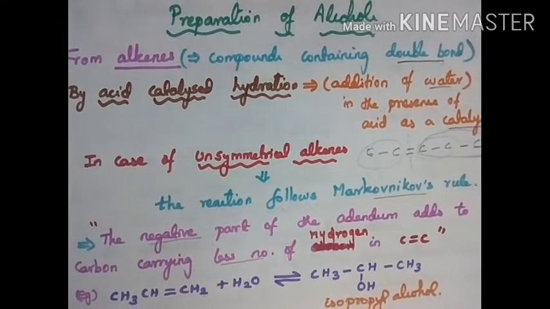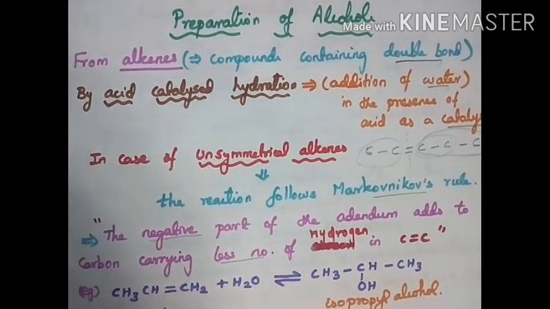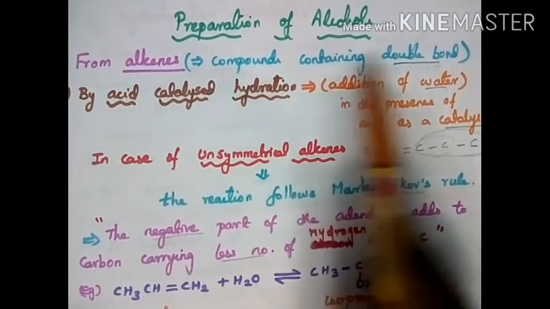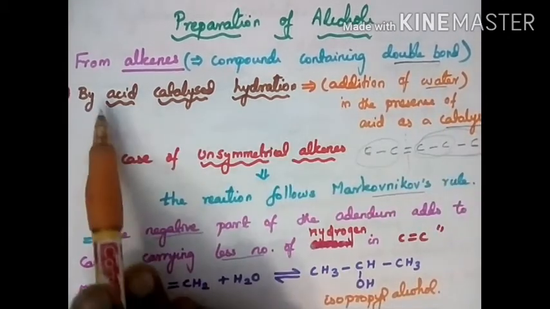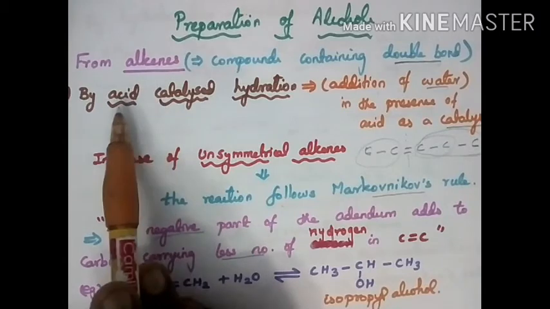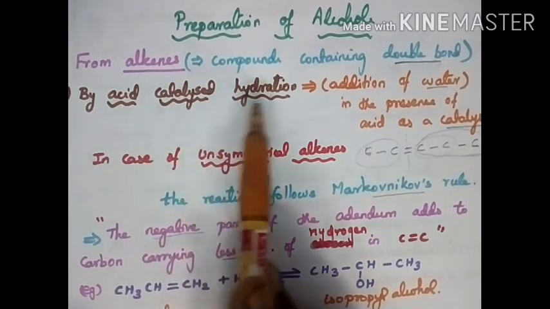Now, preparation of alcohols. First we are going to prepare the alcohol from alkenes. What is an alkene? Compounds containing a double bond. There are different types of methods. The first method is to prepare alcohol from alkenes by acid catalyzed hydration.